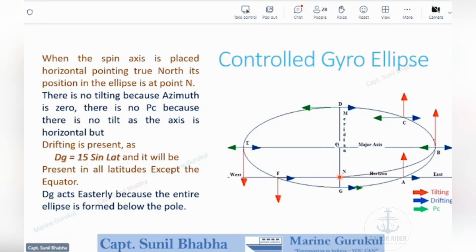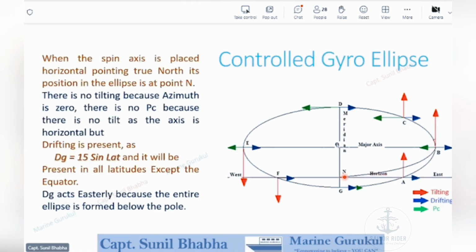What about the third force, drifting? Drifting is given by 15 degrees sine of latitude and it is constant all over the ellipse. So at point N also, we will have the same drifting vector. It will be present in the same direction and magnitude as on all other points. So we will have an easterly drifting. Because of this easterly drifting, the spin axis is immediately pushed to east of the meridian.